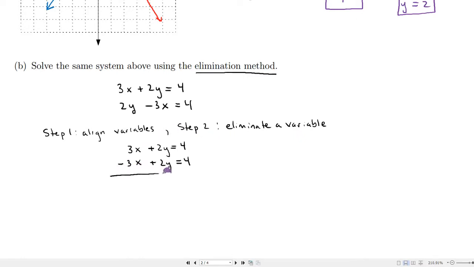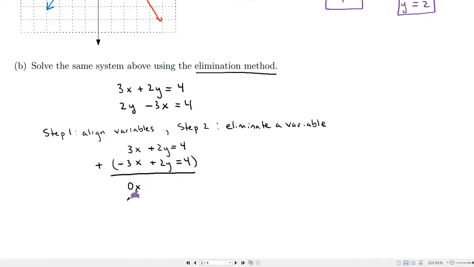Do you see that the coefficient in front of the x for each of these two equations, they're just opposites. You see that this is 3x and this is negative 3x. So if I were to add these two equations together, what do I actually get? Do you see that you'd have 3 minus 3 gives us 0x.